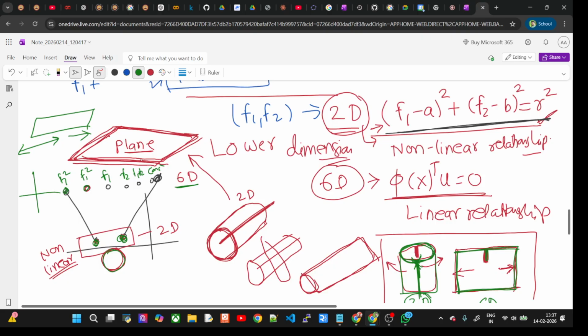And what do you want in PCA? You want everything to be linear. If it is non-linear, what do you do? You project to the higher dimension, make it linear, do the PCA there, and come back. That's what kernel PCA does. So this is the easiest thing.